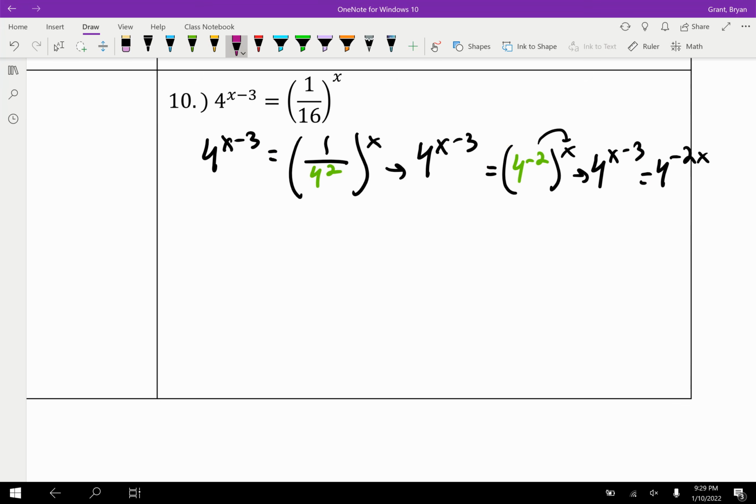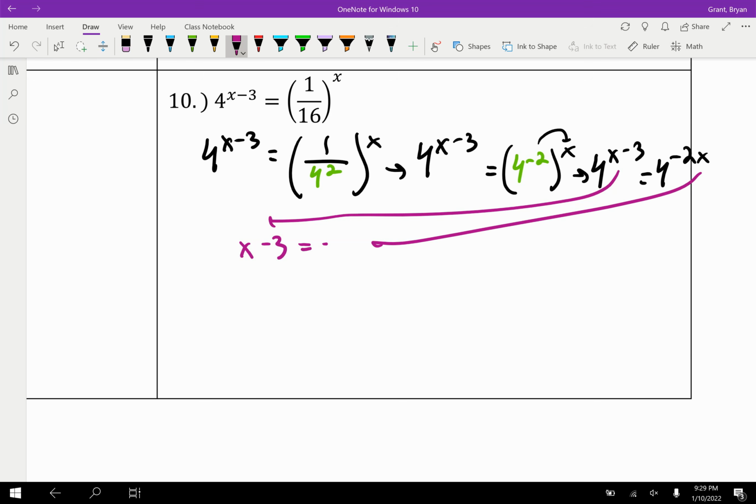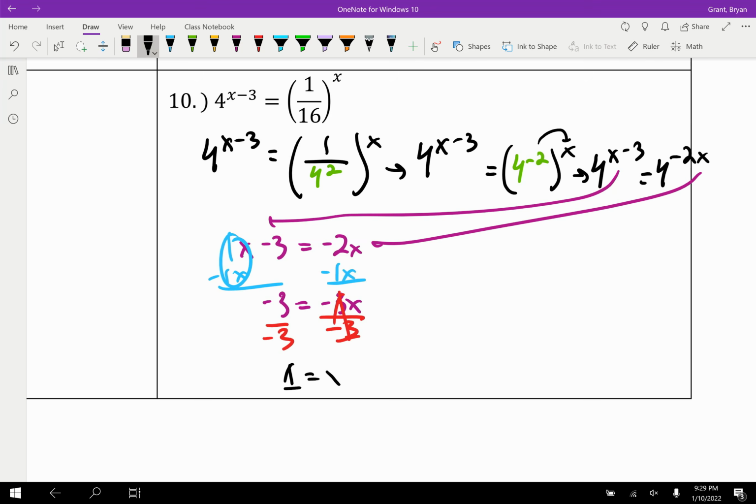All right, let's take those exponents. We end up with x minus 3 equals negative 2x. Your choice on how you want to do this here. I'm going to subtract 1x from each side. Even though it keeps the x's negative, it helps to start isolate the number that doesn't have x, so negative 3x. Divide both sides by negative 3. And we end up with positive 1 equals x.